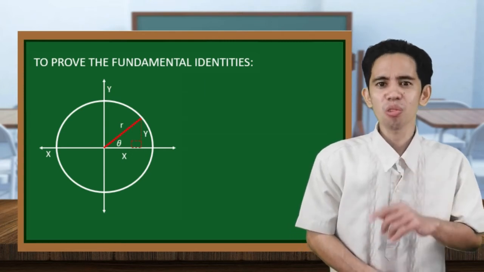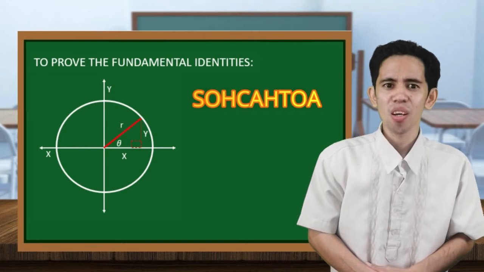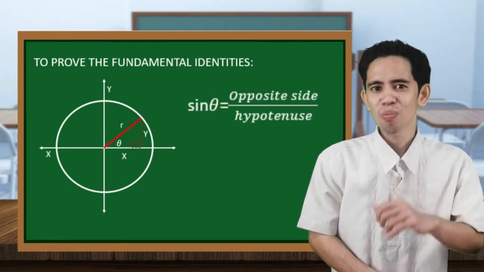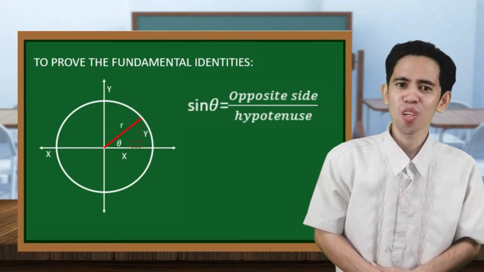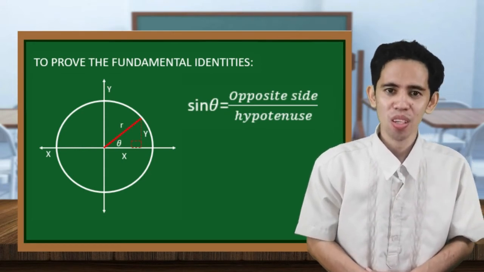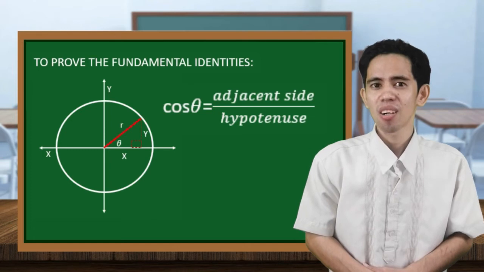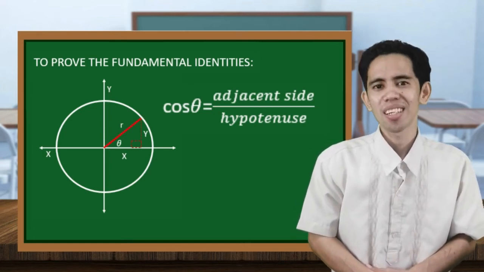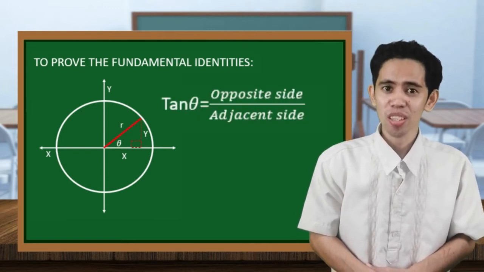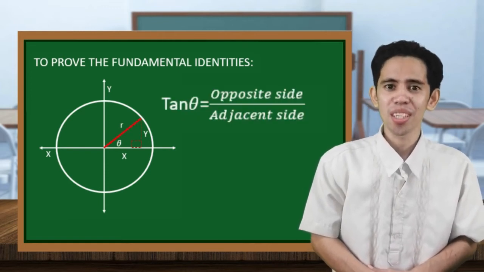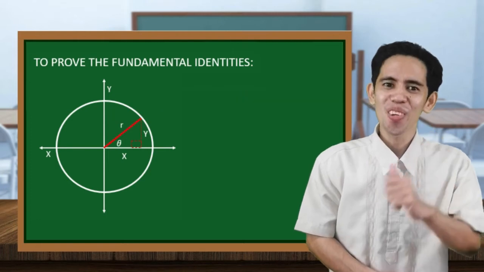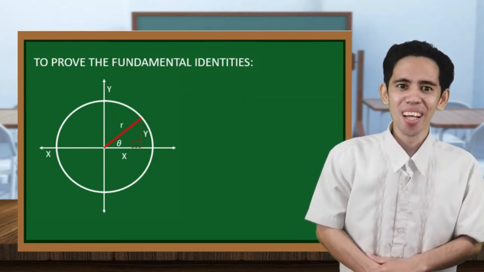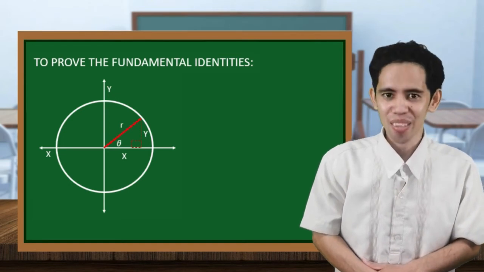So using SOH-CAH-TOA, we can identify what is our sine theta. Remember, SOH means sine is equal to opposite over hypotenuse. CAH means cosine is equal to adjacent over hypotenuse. And TOA means tangent is equal to opposite over adjacent. Now we can identify what is our sine theta, cosine theta, and tangent theta.